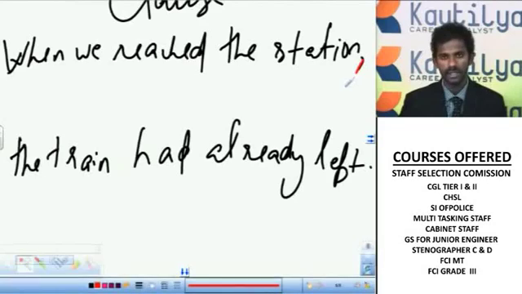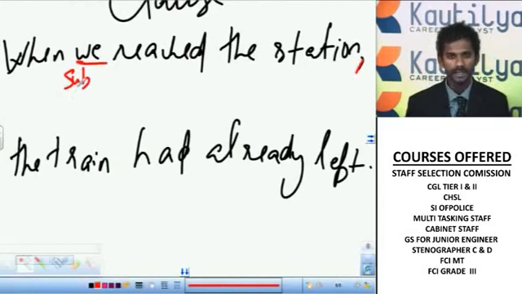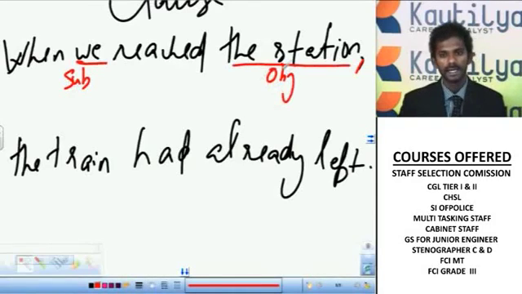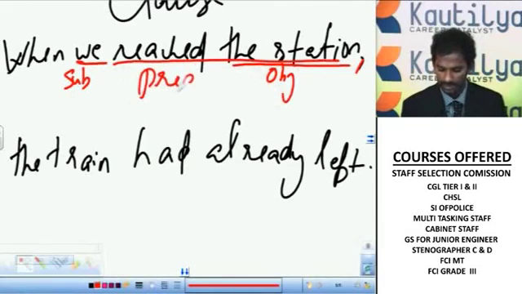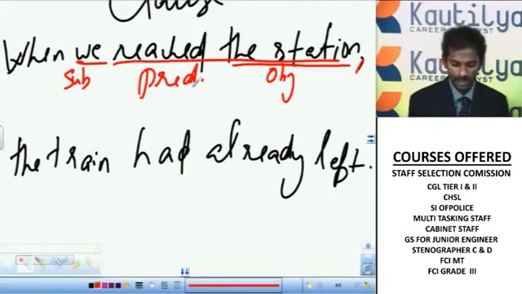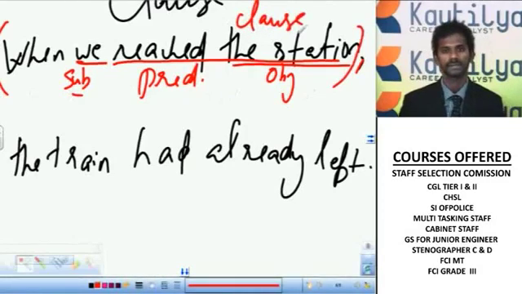When we reach the station, subject is we, the doers. Object is station, right? So we is a subject, station is the object. Predicate is reach the station. So this is a part of a sentence containing a subject and a predicate. So I can say this can be termed as a clause. Fine. Come to the second one.